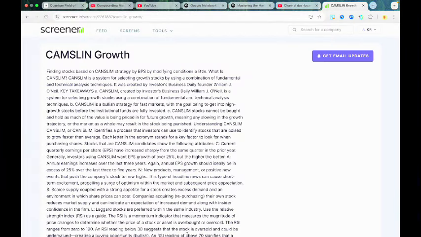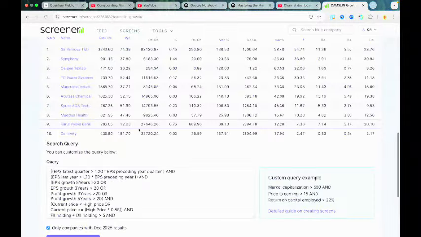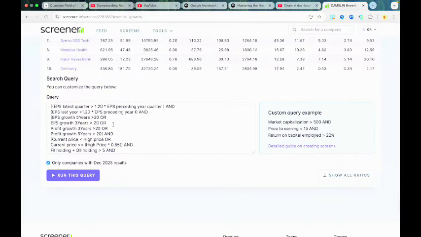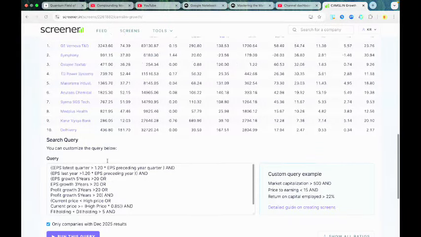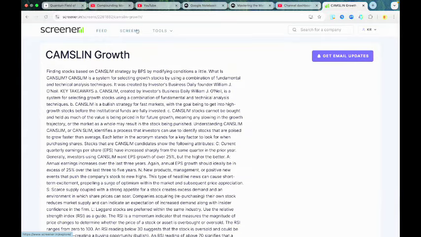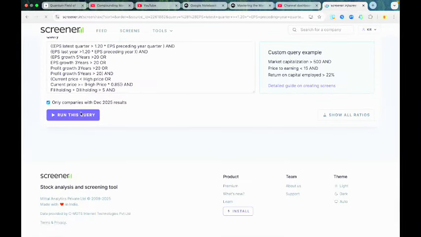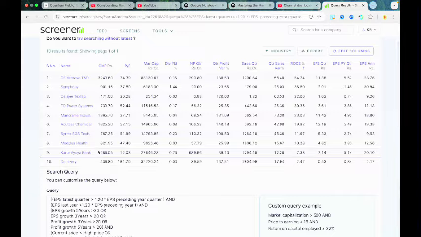Now I'll show you how to apply this in the Indian context. If you go to screener.in and go to the screens over here, you can find many screens which have this CANSLIM formula, and you can also make your own screen, right? Based on the same formula, this is somebody else's formula, but you can change the query and create your own screen. And when you run this query, you will shortlist stocks.